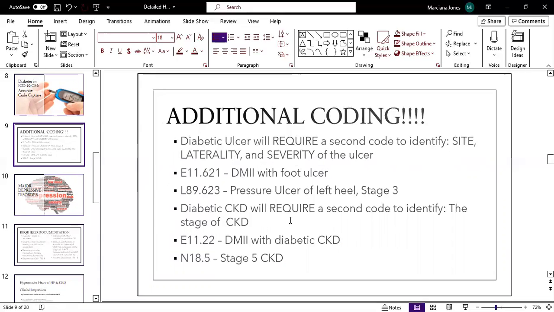So another additional coding, CKD. Diabetic chronic kidney disease will require a second code to identify the stage of the CKD. So if you're reading in the patient chart and it says the patient has diabetes, which has affected their kidneys, and they have stage 5 kidney disease, you're going to code E11.22, that's diabetes 2 with diabetic chronic kidney disease. And then you're going to code the stage of the CKD. You'll code N18.5, which shows the stage 5 CKD.